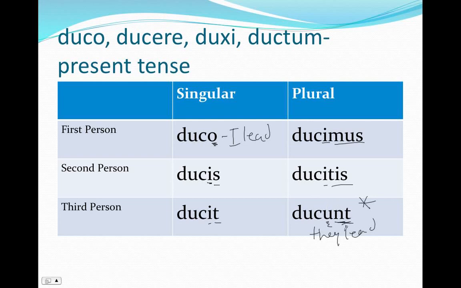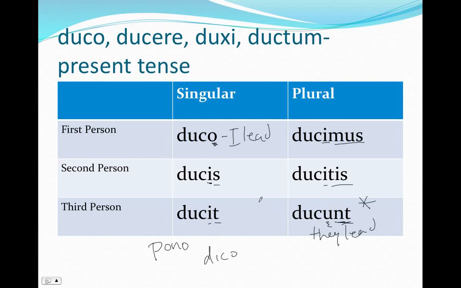So memorize duco, ducis, ducit, ducimus, ducitis, ducunt, and you'll be able to conjugate any verb of the third conjugation in the present tense. Verbs like pono, so pono, ponis, ponit, ponimus, ponitis, ponunt, or dico, I say, dico, dicis, dicit, dicimus, dicitis, dicunt.